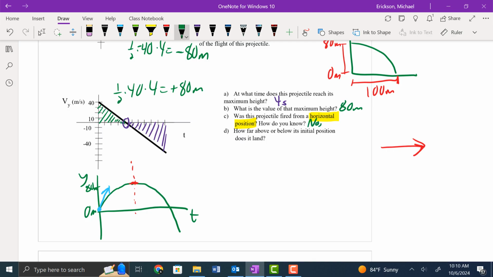Another way I know is that my initial y velocity, my V0y, is not equal to 0 meters per second. If it was equal to 0 meters per second, then I could say, okay, it was fired from a horizontal position, but in this case, it's not. It's greater than 0. It's positive 40 meters per second precisely. So now they ask us how far above or below its initial position does it land.